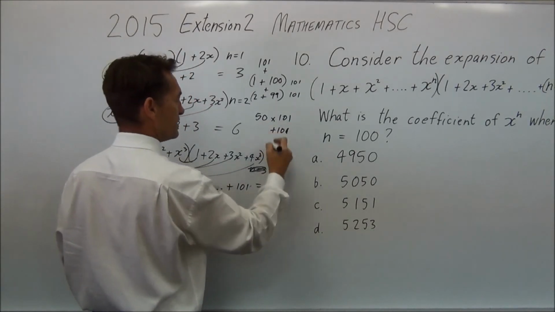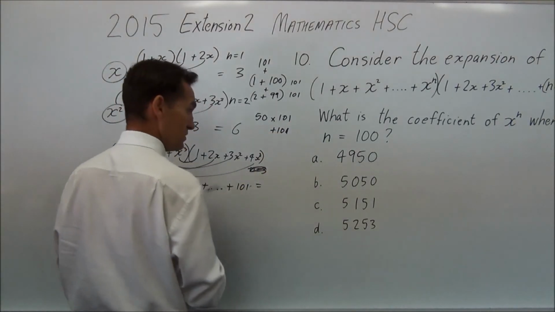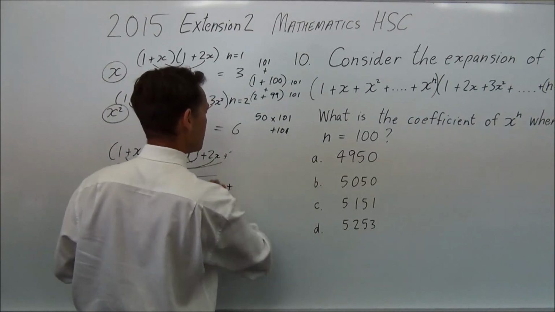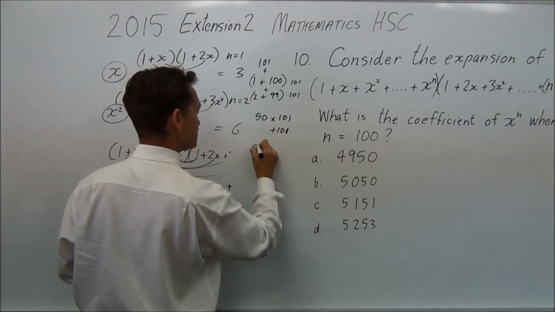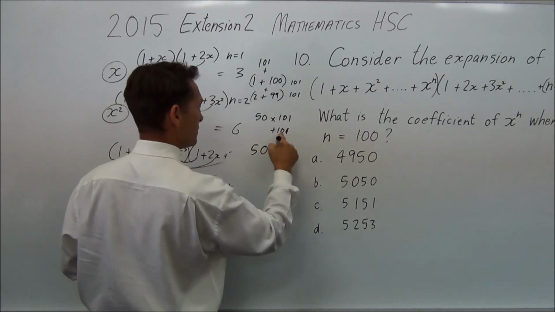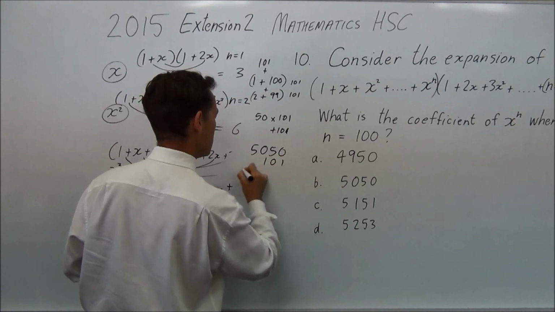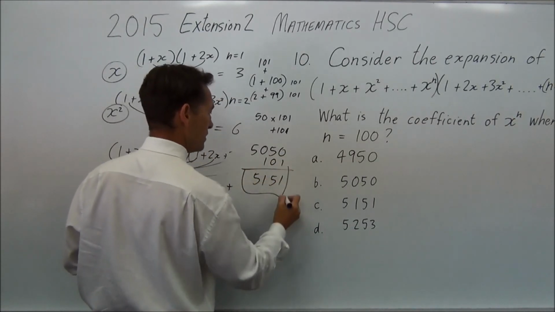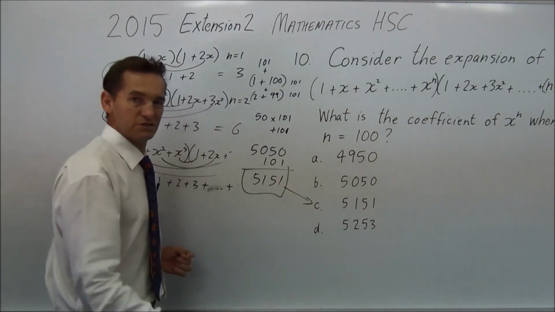50 lots of 101 is 5050, plus 101 is 5151. So your answer is C.